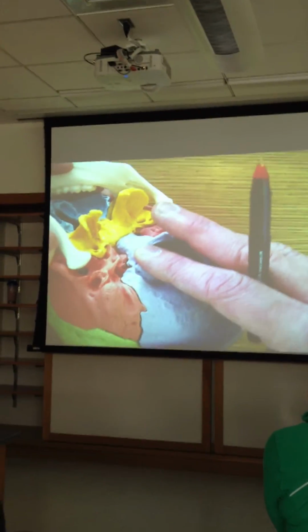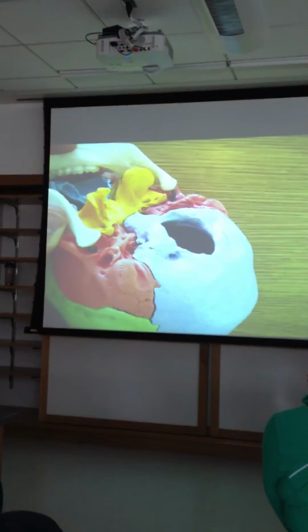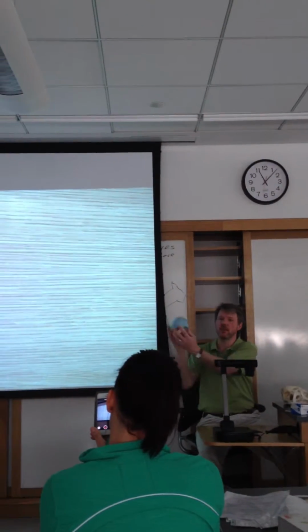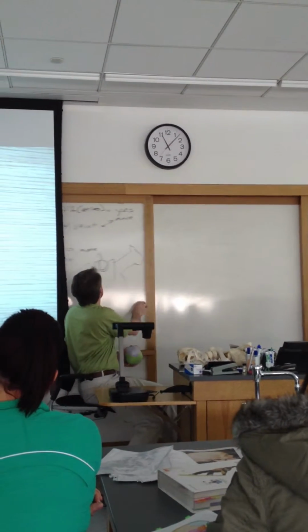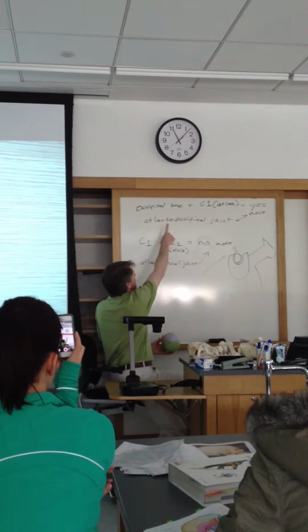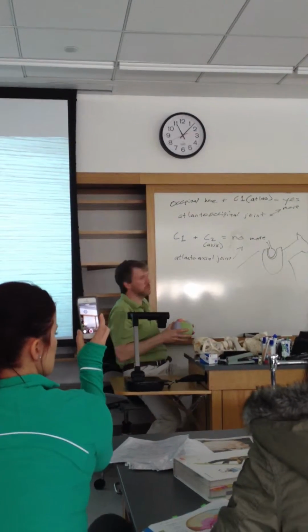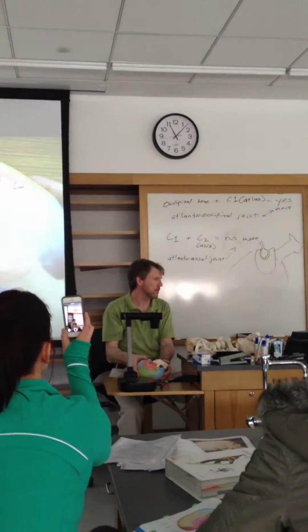They touch C1, and it's literally the rocking back and forth on C1 that does the yes move, right? So occipital bone and C1 give you the yes move. It's known as the atlanto-occipital joint. All right. Some things to show you on the inside, since I can't really pry this thing open.